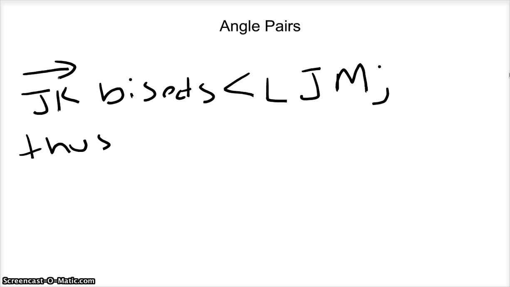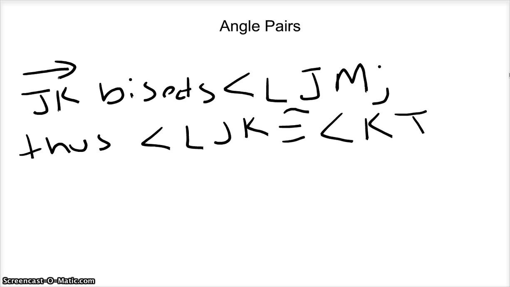Okay. So on this example here, on this picture, we have ray JK bisects angle LJM. Thus, angle LJK is congruent to angle KJM.